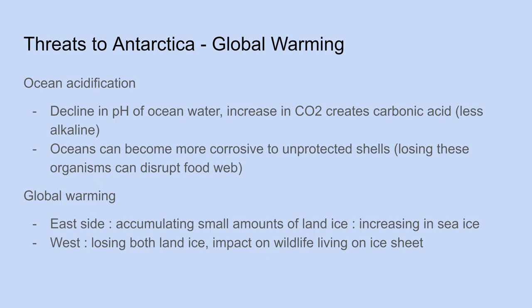So in terms of the topography, on the east side, it is accumulating a small amount of land ice, increasing in ice. And in the west, it's losing both land and ice, which is impacting the wildlife living on the ice sheet.